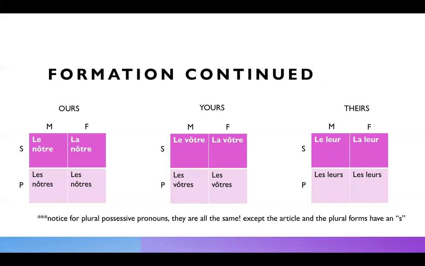And here's continuing on the formation. We have ours, yours, and theirs. And these are easier because we can notice that they're all the same. And the only thing that's different is the article. And then if it's plural, you just add an S. So let's do yours. So masculine and singular, le vôtre. And masculine and plural, les vôtres. And singular feminine, la vôtre, and feminine plural, les vôtres. And you can notice that the plural forms are the same and the singular forms just are different based on the article.